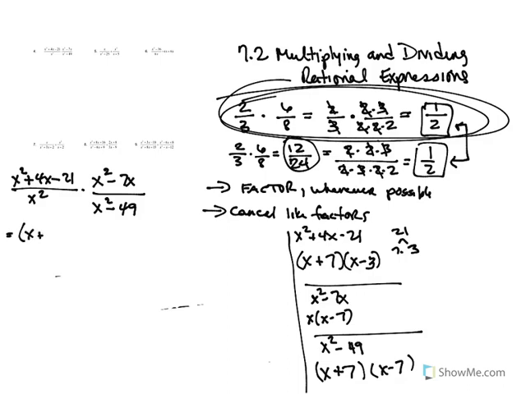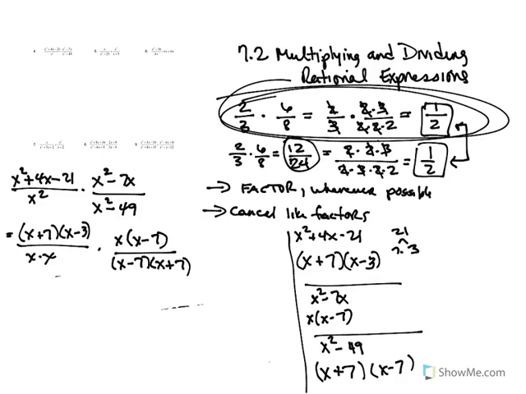So x plus 7 times x minus 3 over x squared times x minus 7 over x minus 7 times x plus 7. So everything got replaced with its new factored form, right? You should be able to see that. x squared plus 4x minus 21 is x plus 7 times x minus 3. The x squared is just x squared, or you could write it as x times x. Let's do that on that one just because I want to show you something.